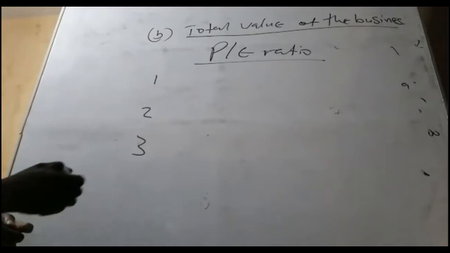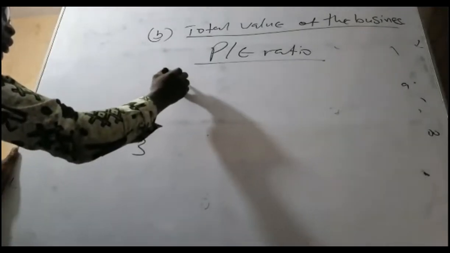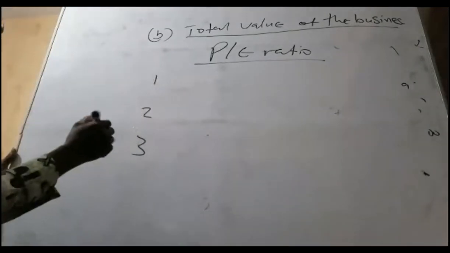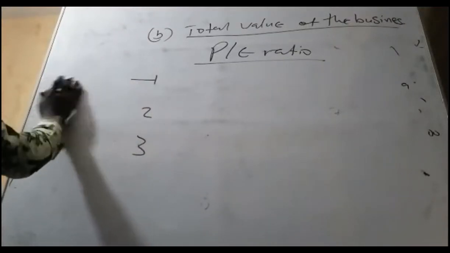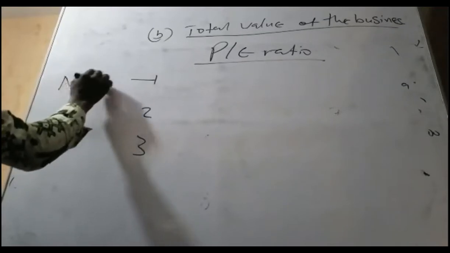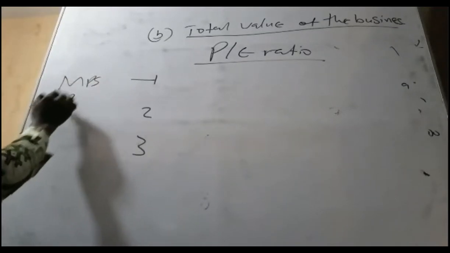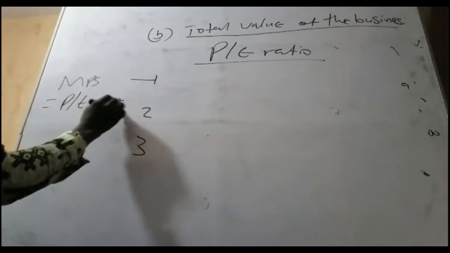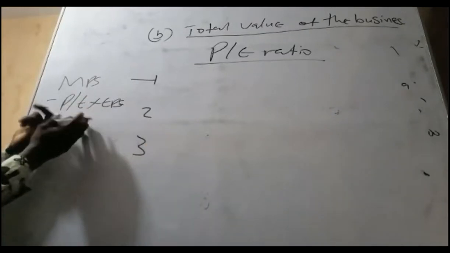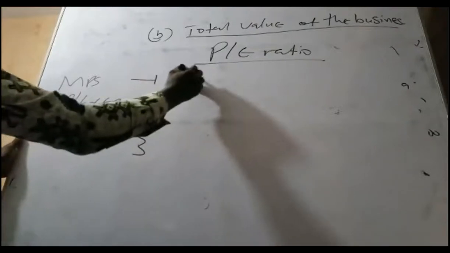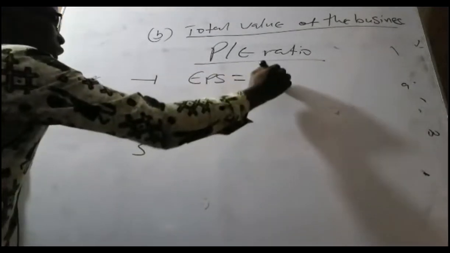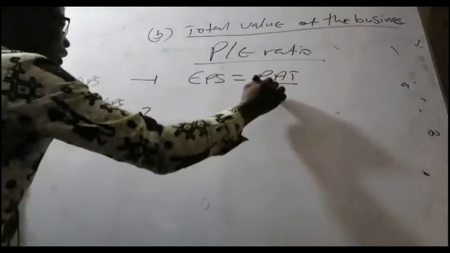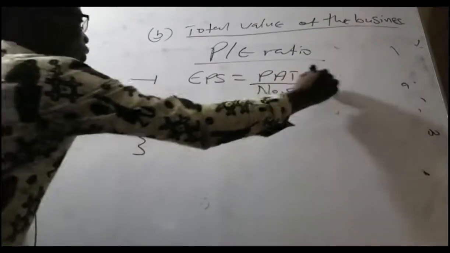So using the PE ratio, we said the first step is you find the earnings per share, because under the PE ratio, market price per share is equal to the PE ratio times the earnings per share. That's all. So you have to get these 2 values. So first, earnings per share. For Better Days, it is equal to the profit after tax over the number of shares.